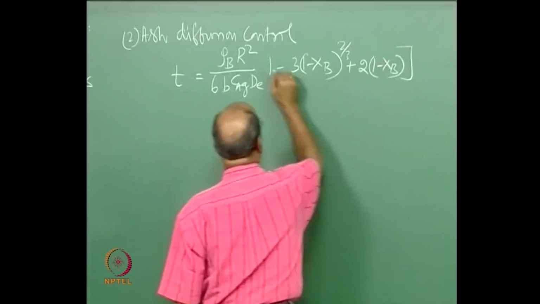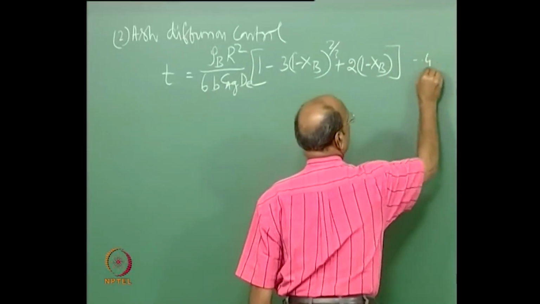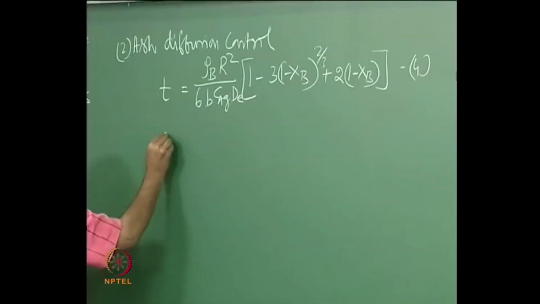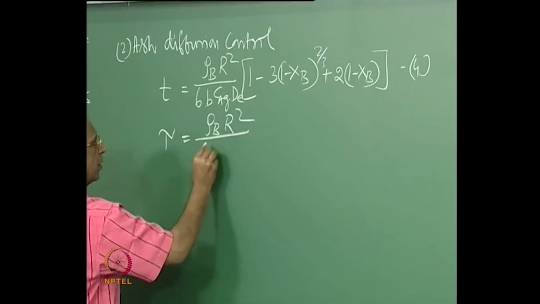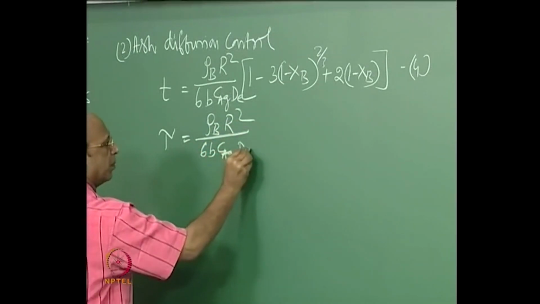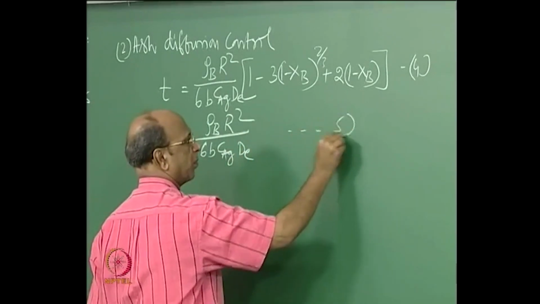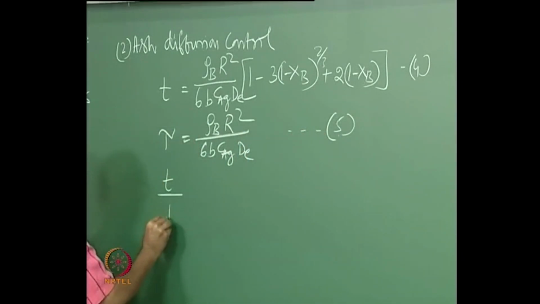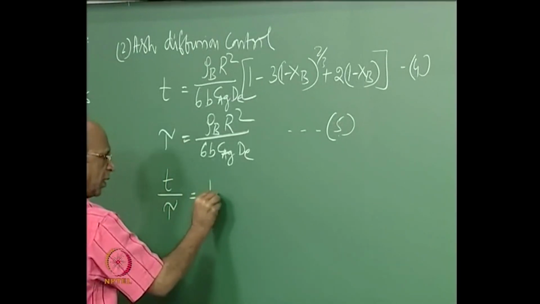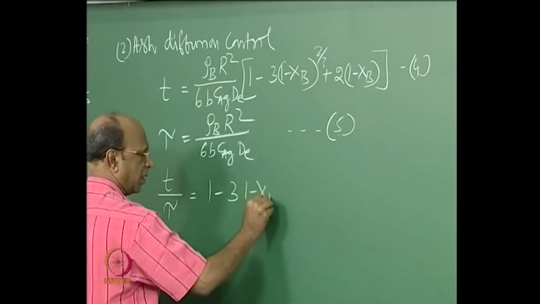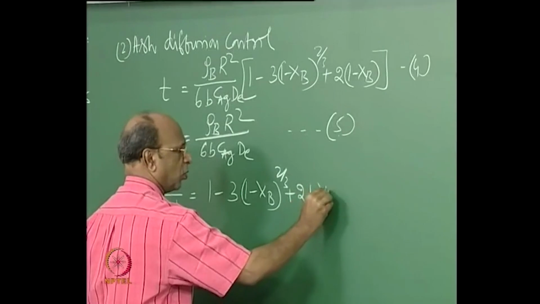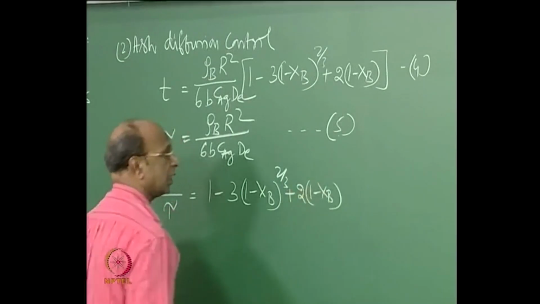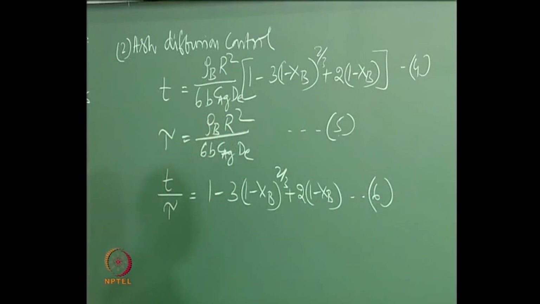This is the equation, equation 4, and tau is rho b r square by 6 b cag d. So this is equation number 5. Then T by tau equals 1 minus 3 xb to the power of 2 by 3, plus 2 into 1 minus xb. So this is equation number 6. There is a meaning why I am writing all this.